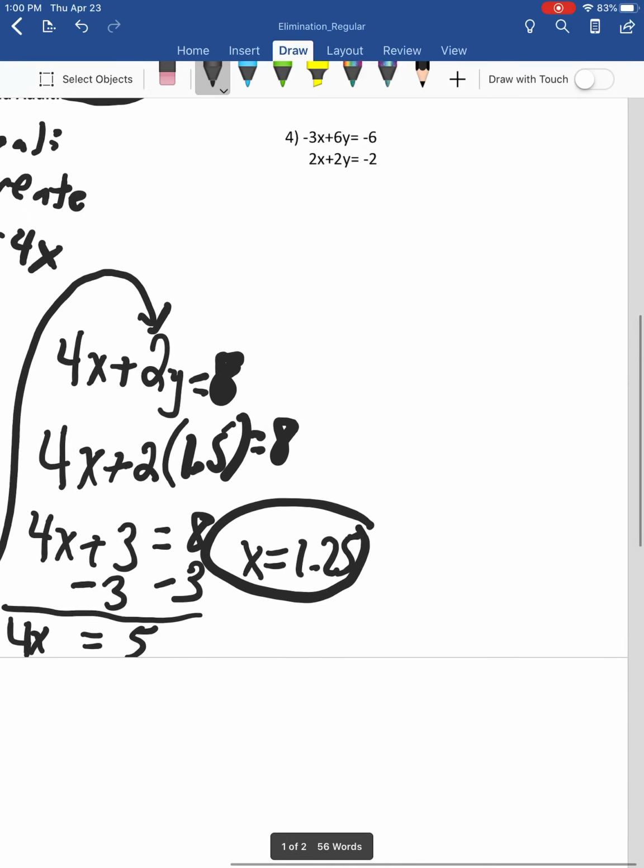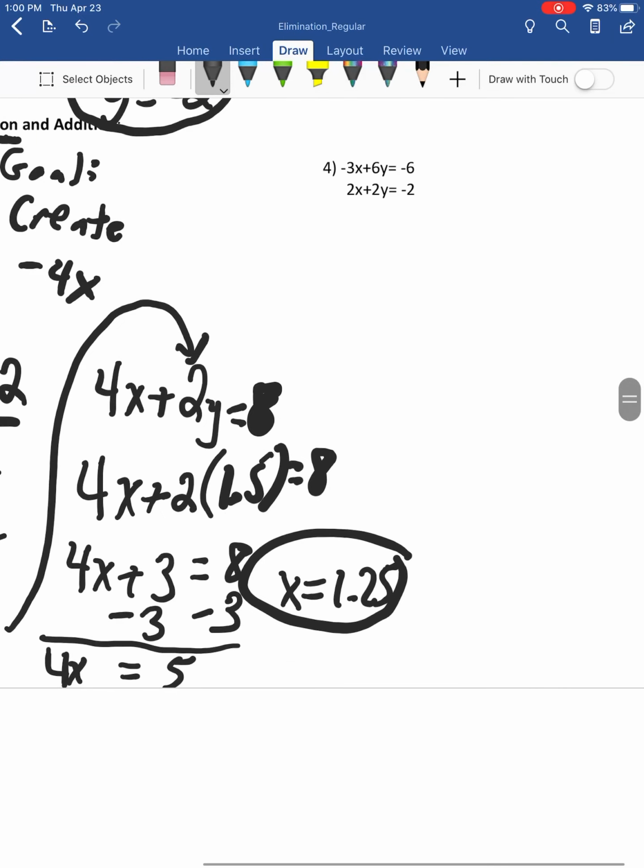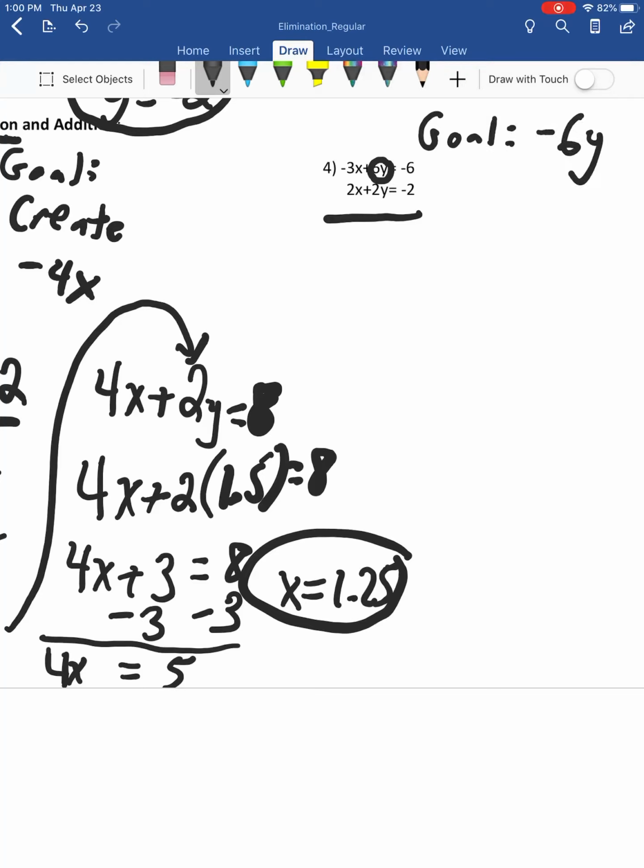There we go. All right, number 4, we got a couple of options. These don't eliminate, the -3 and 2, the 6 and the 2 don't eliminate. So what I can do here is I've got a 6y over here, I can make a -6y on the bottom. Why don't I want to deal with the x's here? Well, I have a -3x over here. I would need a 3x on the bottom, but there's no whole number I can multiply 2 by to make 3. So I'm going to work with the y's here.